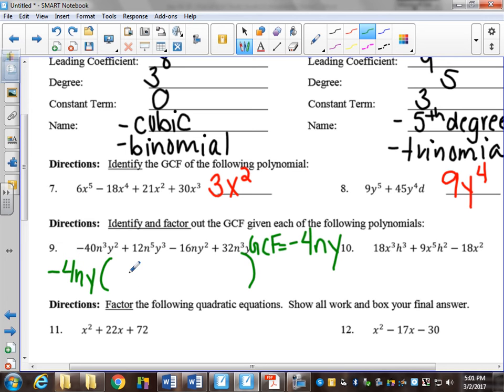And then we have to factor it out, so we have to write what's left. For the first term, 10n squared y is left. 12 divided by negative 4, negative 3. 4 n's left if you took 1. 2 y's left if you took 1. Negative 16 divided by negative 4, plus 4. We took 1 n and they have 1, so there's nothing left over. They have 2 y's when we took 1, so there's going to be 1 y left over. 32 divided by negative 4, negative 8. They had 3 n's, we took 1, so there's 2 left. They had 1 y, we took 1 y, so there's none left.